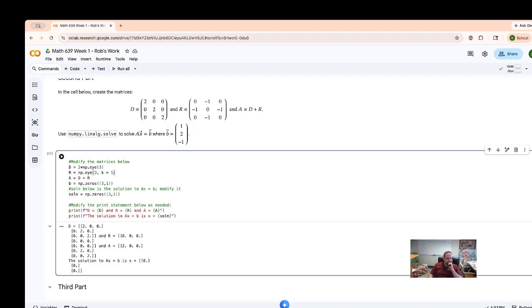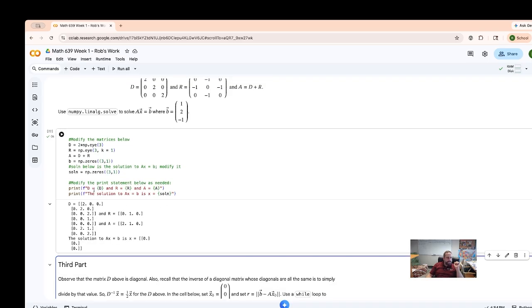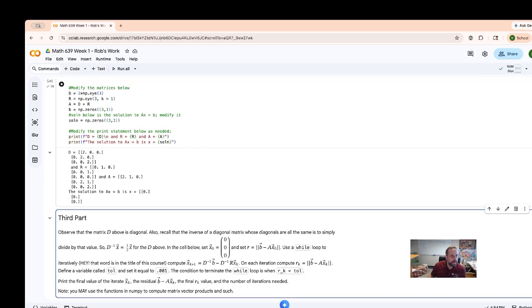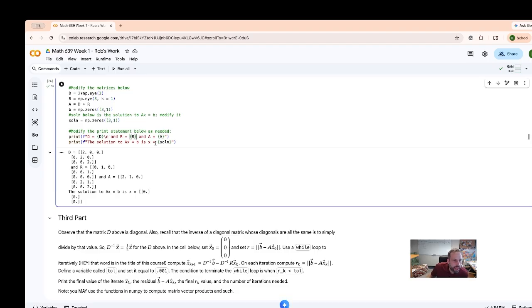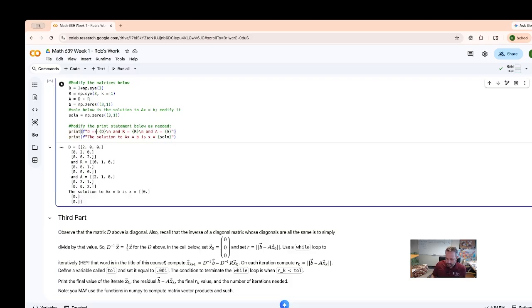Not sure why this is not working. Okay, there we go. I don't know what I was doing wrong, but now I'm having a hard time even seeing what's happening here. This is D. So notice what R is. The \n gives me a new line, so that it's a little bit easier to see. It's easier to see if we put new line characters there as well. That's probably what I should have done above.